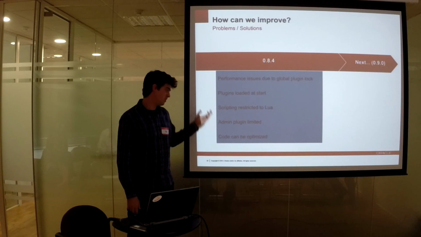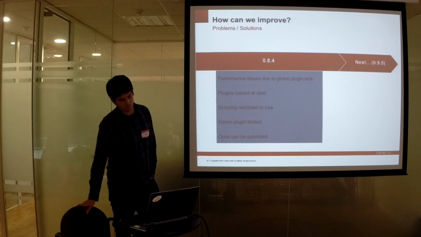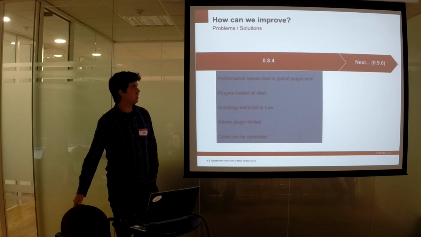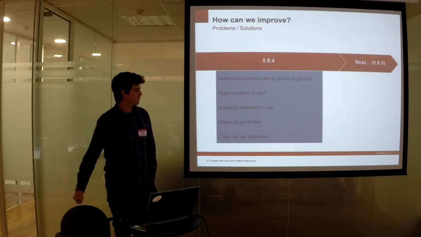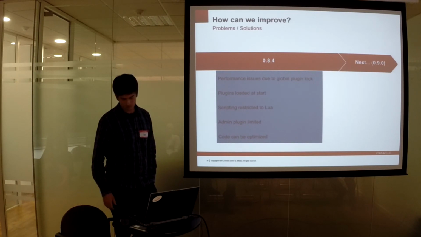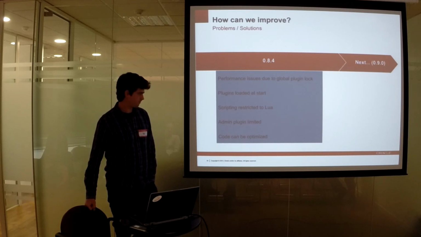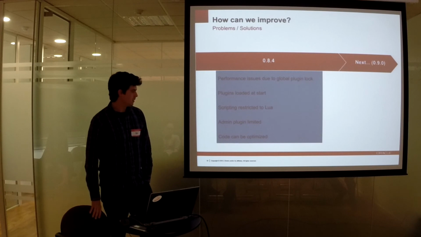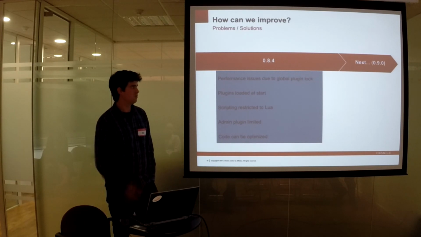And code optimizations. I told you we're moving to G-object, we're rewriting a lot of code, adding GTK doc, moving to CMake. We use CMake for Windows and we use Automake for Linux. We're moving everything to CMake. And better threading, lots of optimization. So the next will be 0.9.